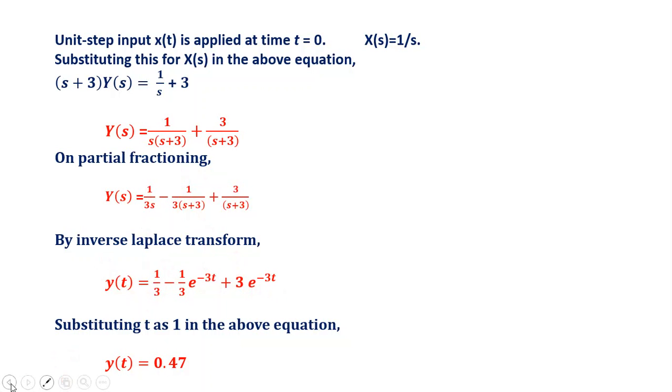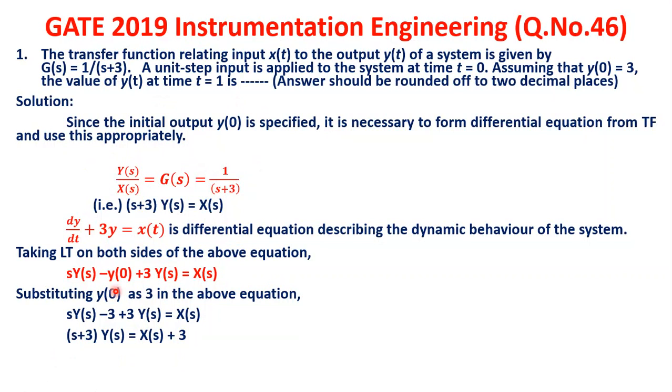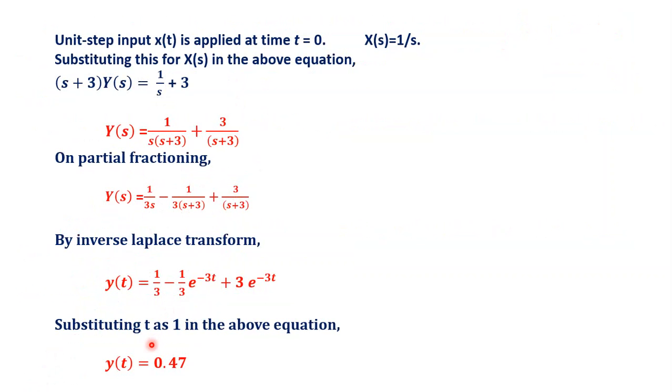The question asked is, we have to find out y at time t equal to 1. If we substitute t equal to 1, we get 0.47. So this is the output.